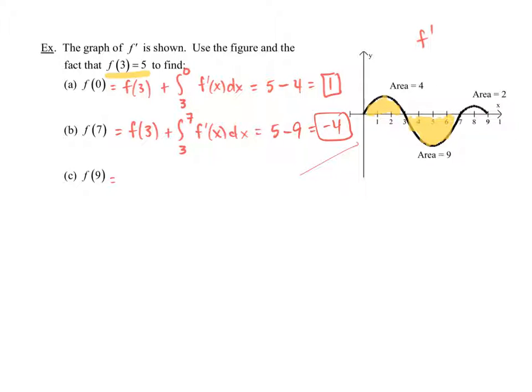And then finally for f of 9, I'm going to again start from f of 3. I'm going to add the integral of f prime of x dx. And my 3 is going to go on the bottom since it's given. My 9 is going to go as the upper bound since it's the one I'm asked to find. And so this is going to be 5 minus the 9 from 3 to 7, and then plus the 2, which is the area from 7 to 9. And the reason that one is adding is because it's above the axis, and I'm integrating in the correct direction. And so this is going to end up being negative 2.